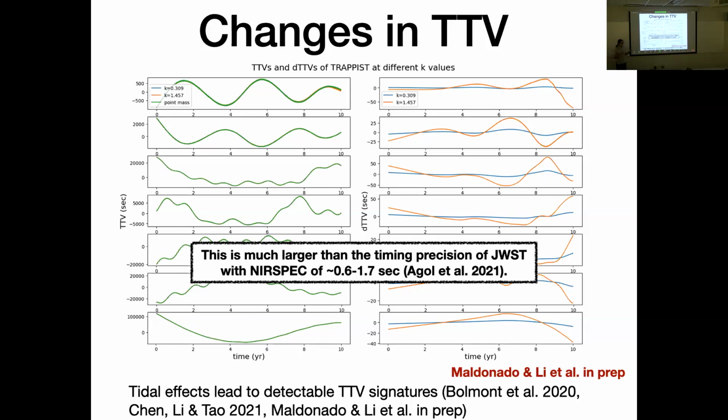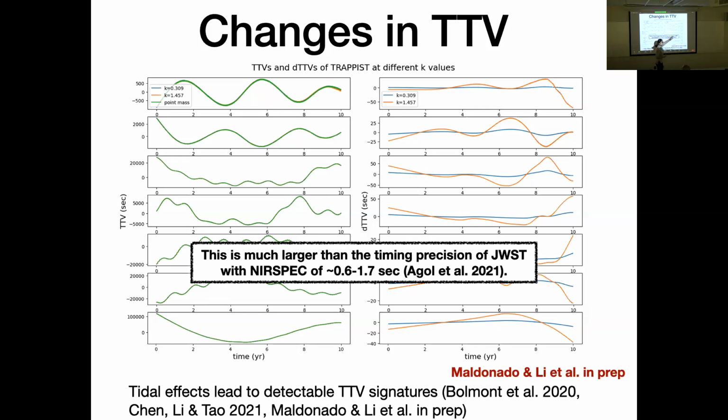So we can see all these effects coming from how the orbit varies, not including spin effects on the planet. The spin also couples with the orbit, and this can also change the orbital variations, and this can lead to signatures in the transit timing variations.